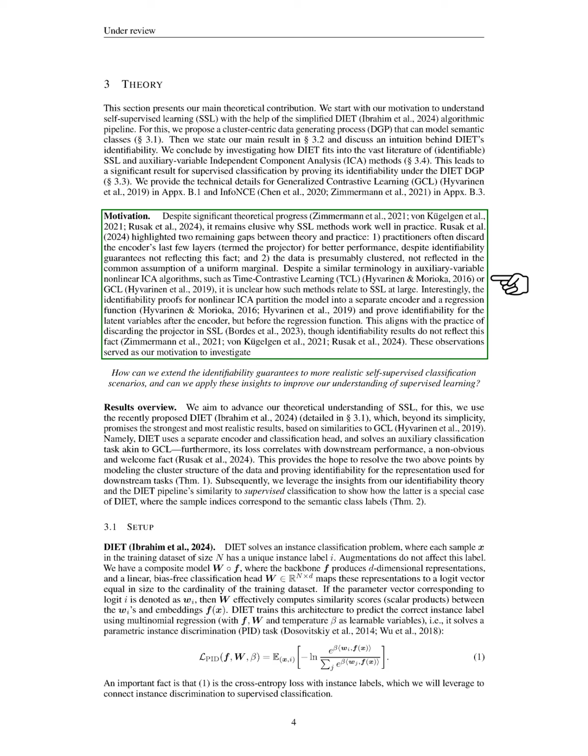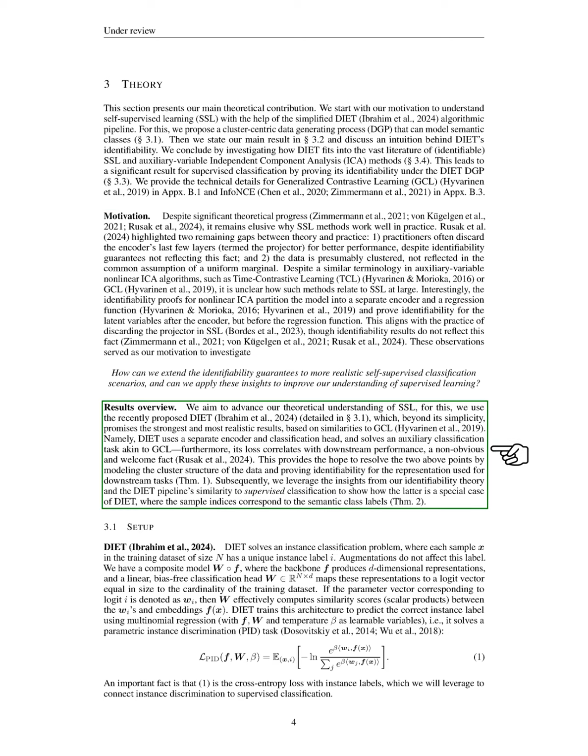Our goal is to extend identifiability guarantees to more realistic self-supervised classification scenarios and apply these insights to enhance our understanding of supervised learning. We aim to deepen our theoretical understanding of self-supervised learning using the DIET framework, which offers strong and realistic results due to its similarities to other methods. DIET employs a separate encoder and classification head, solving an auxiliary classification task, and its loss correlates with downstream performance, which is a valuable insight.